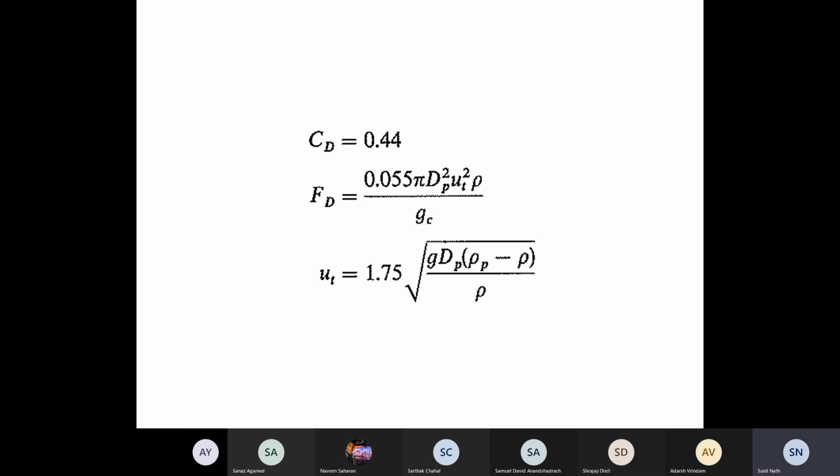Very well. Now, what is it that we have done? We have done Re less than 1, we have done Re greater than 1000, all the way to 10 to the power 5, 2 into 10 to the power 5 actually. Now, we are left with the intermediate region between Reynolds number 1 and 1000. What would you advocate for that region?